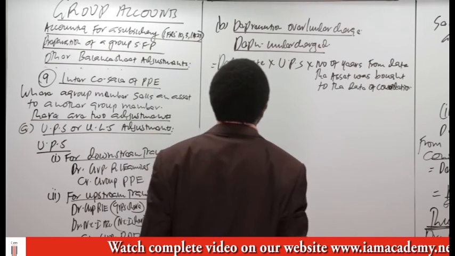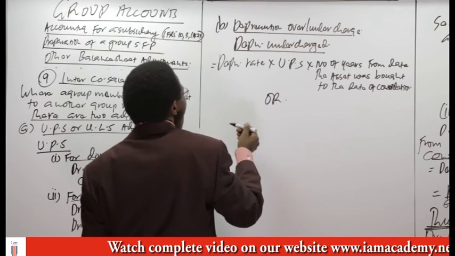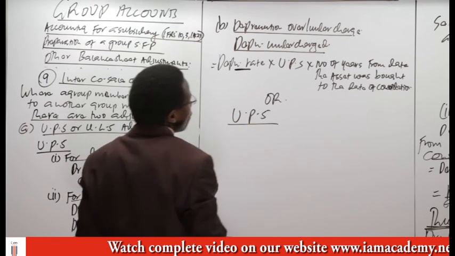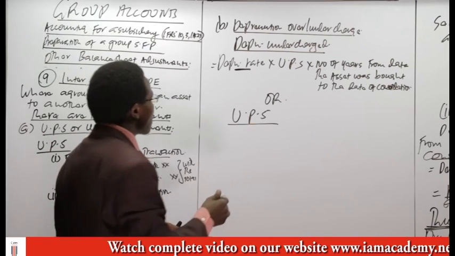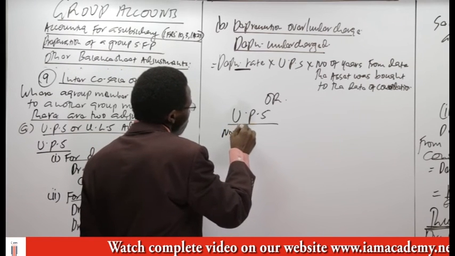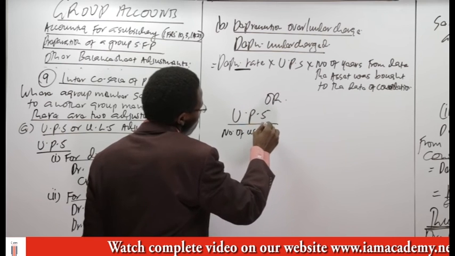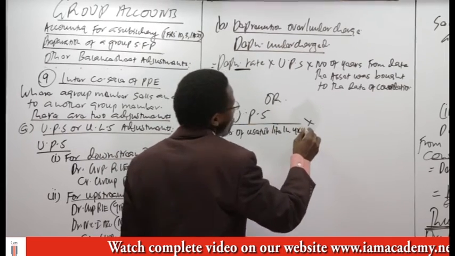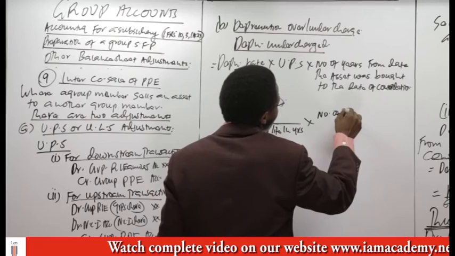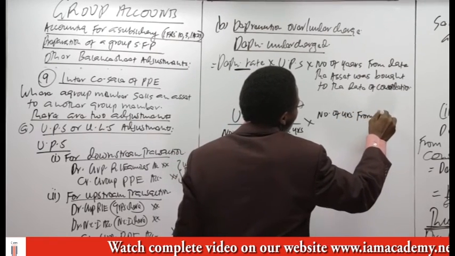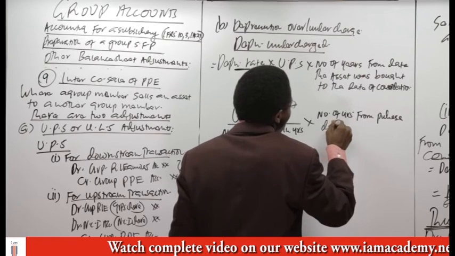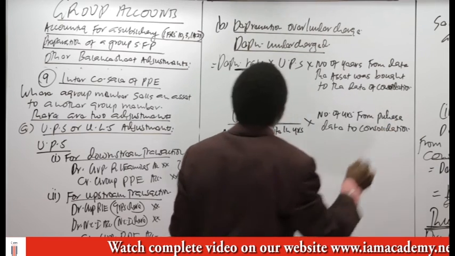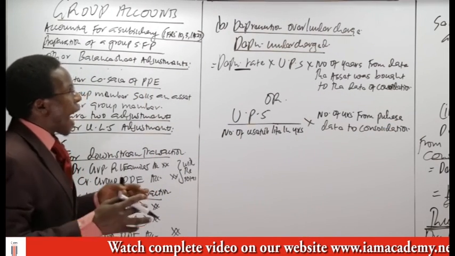That's exactly the position. Or alternatively, if you're not given the depreciation rate, you may simply get the unrealized profits on the sale of that asset. You divide it by the number of years of useful life. Then you multiply by the number of years from purchase date to consolidation. And you get the total depreciation undercharge.